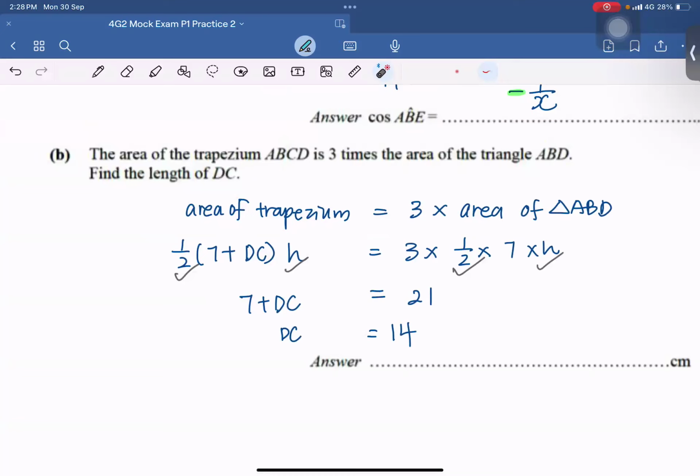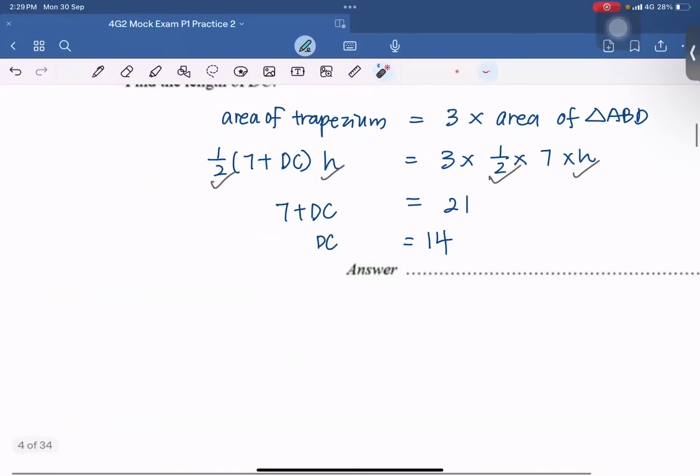Are you all okay with this question? Can? Okay, can. This one must practice, right? Must practice the working, how to work backwards and find the unknown. Okay? Can I then continue already?